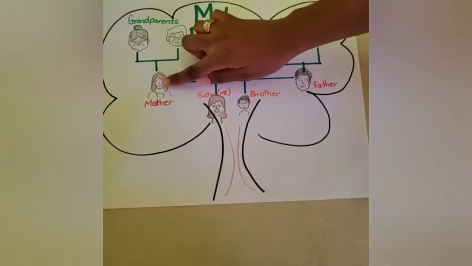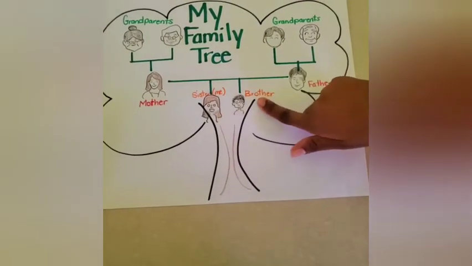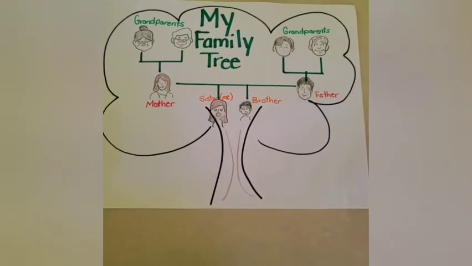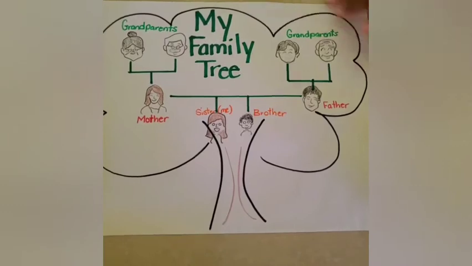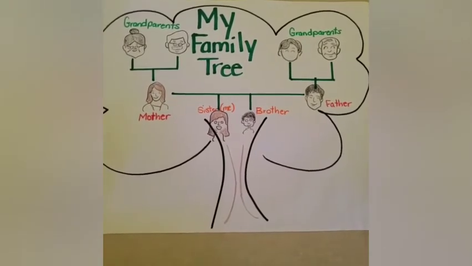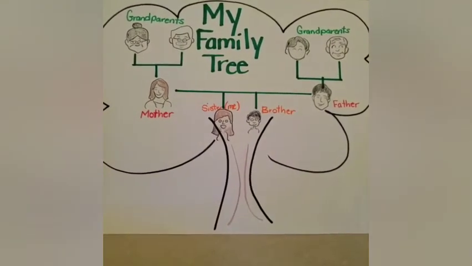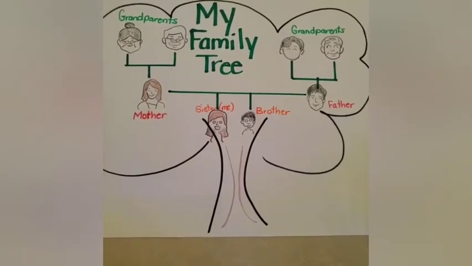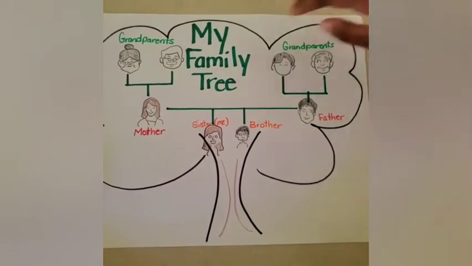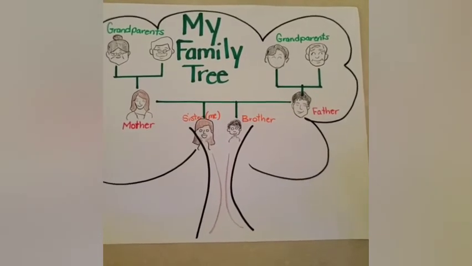And I drew my mother and my father. And my mother and my father made me and my brother. So I am the sister here, and this is my brother. So for your family tree, boys and girls, you are going to draw your grandparents, your mother, your father, and how many brothers and sisters you have. And then you are going to see if it is a nuclear family, an extended family, or a single parent family. So this is my family tree, and I have my two grandparents, my mother, my father, myself, and my brother. So I'm looking forward to see your family tree, boys and girls.